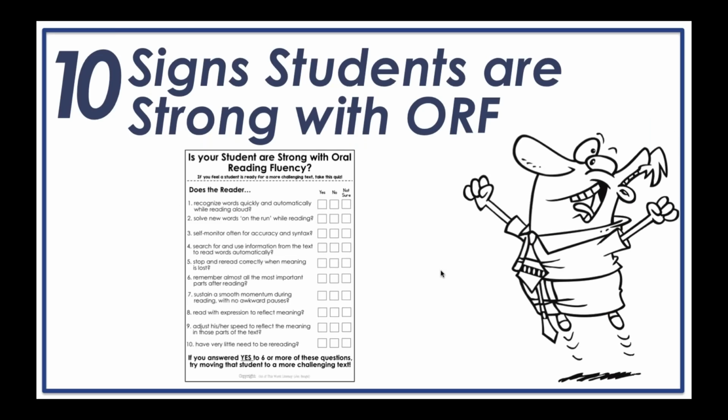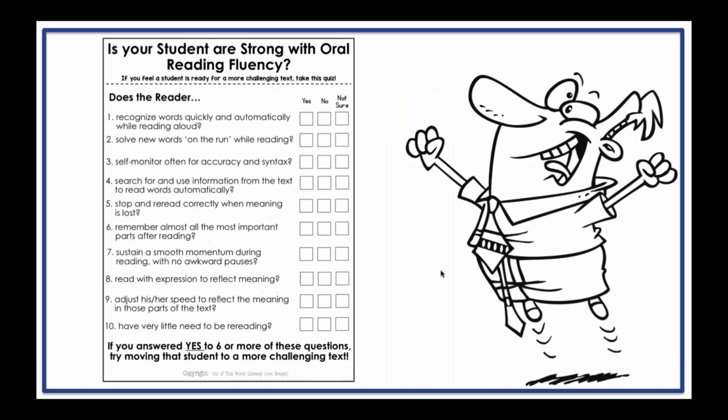Okay, so signs that the students are strong with oral reading fluency. This is going to tell you whether these kids are ready for the next level of challenging text. If you answer yes to 6 or more of these questions, then try moving them to a more challenging text and see how they do. So does the student recognize words quickly and automatically while reading out loud? Are they quick and ready to go?